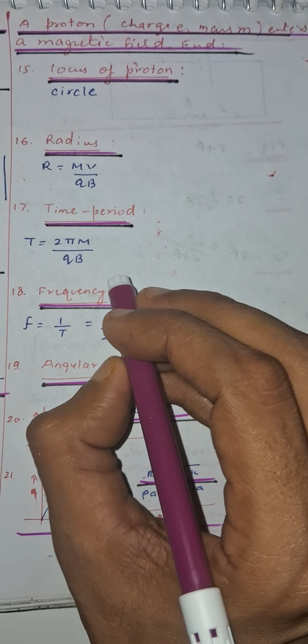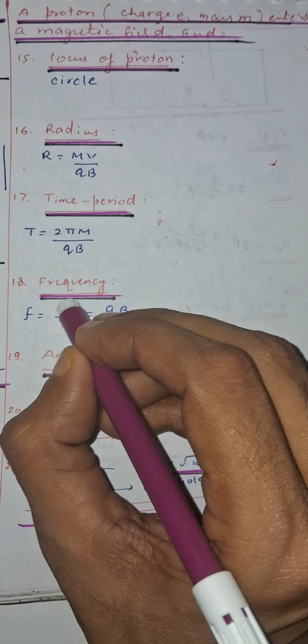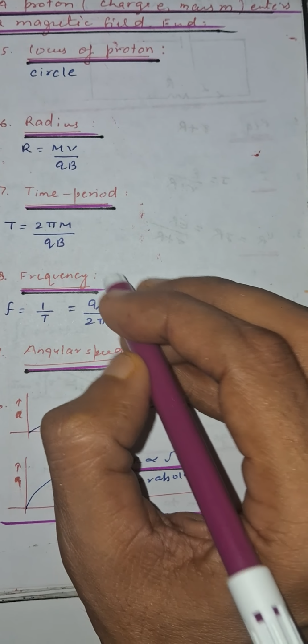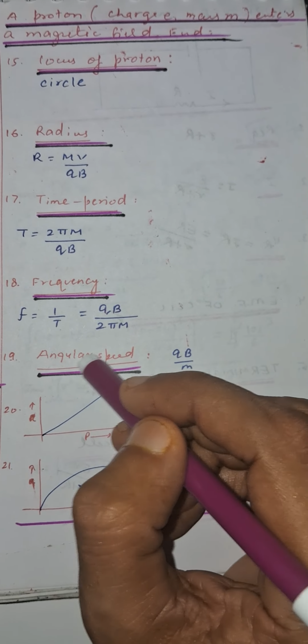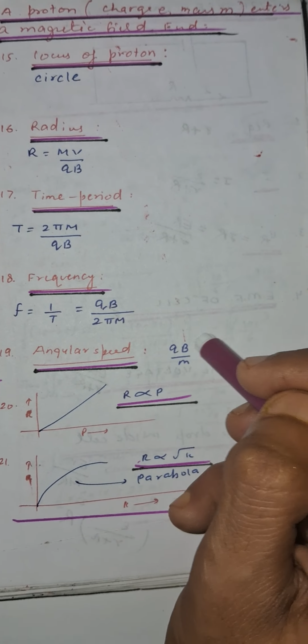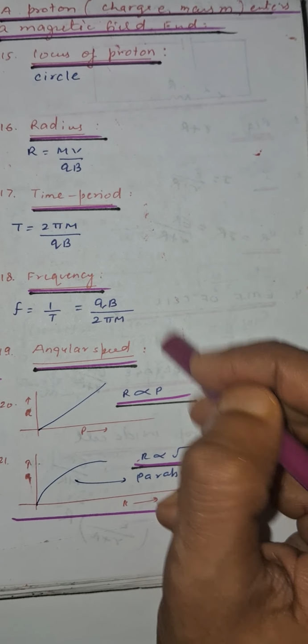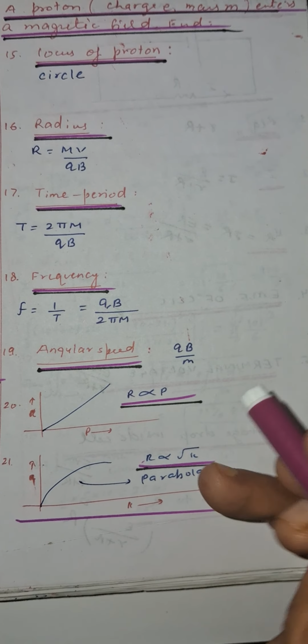Next question is about the frequency. Frequency is inversely related to the time period, 1 by T. So that will be qB upon 2 pi m. Now here is the concept of angular speed. We know that v is equal to r omega, so omega will be v by r. After solving, we have qB by m.